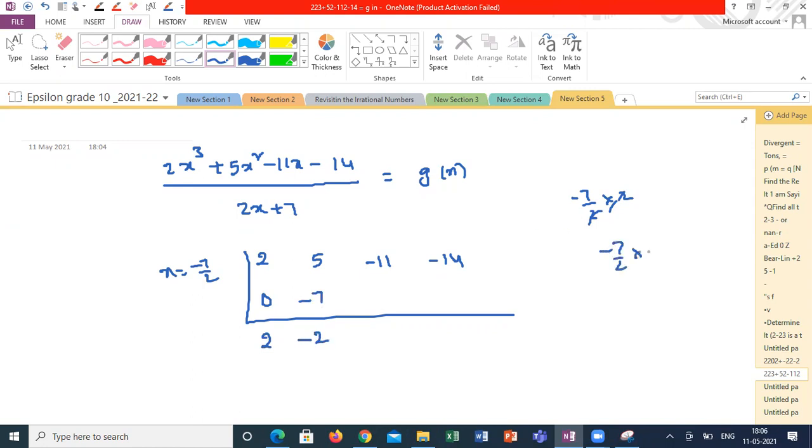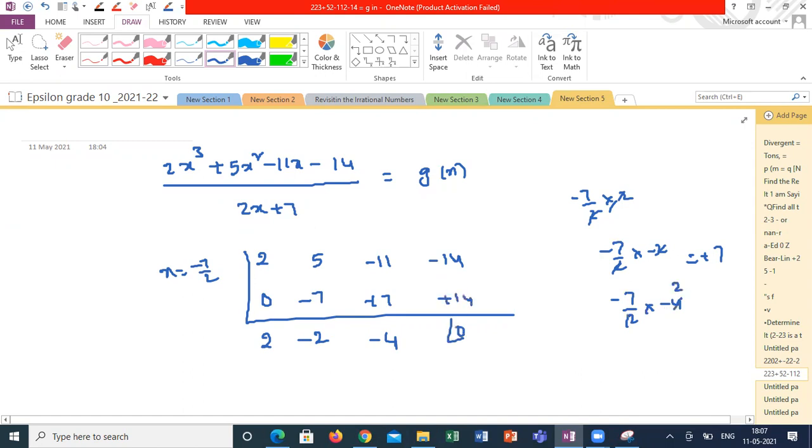Again, minus 7 by 2 into minus 2 plus 7. If it is plus 7, what is the answer? Minus 4. So minus 7 by 2 into minus 4 plus 14, 0. So what is g of x? Constant, x, x square: 2x square minus 2x minus 4.